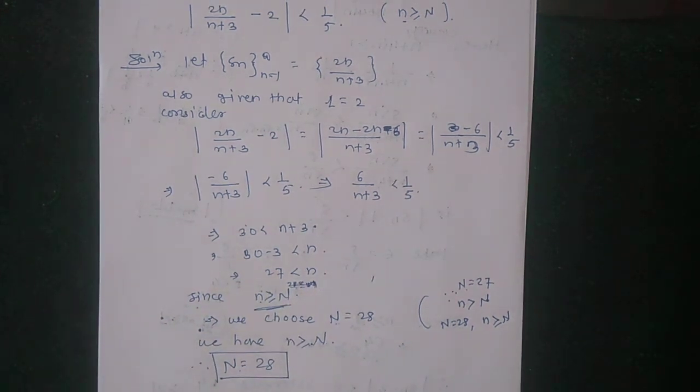So this is one example of finding N. Then the next example, by using the epsilon-N definition.